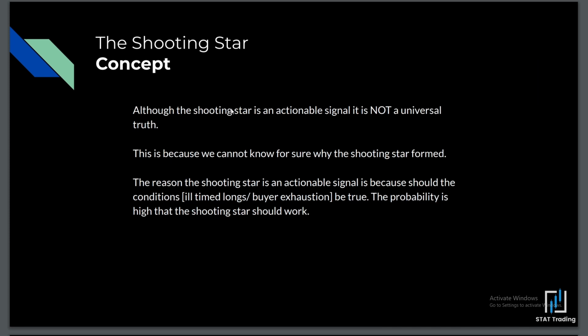And although the shooting star is an actionable signal, it is not a universal truth. This is because we cannot know for sure why the shooting star formed. The reason the shooting star, or the shooter, is an actionable signal is because should the conditions of ill-timed longs and buyer exhaustion be true, the probability is high that the shooting star should work.